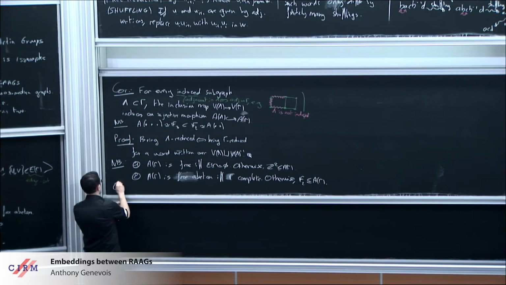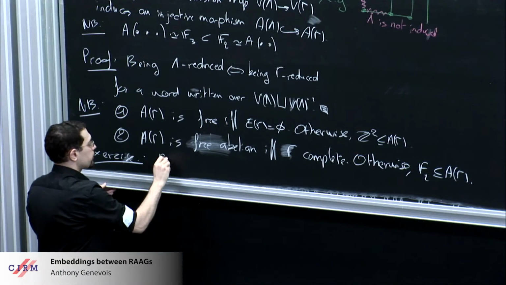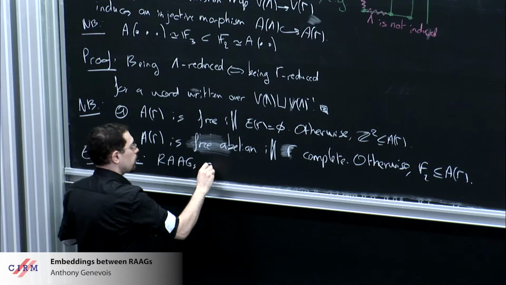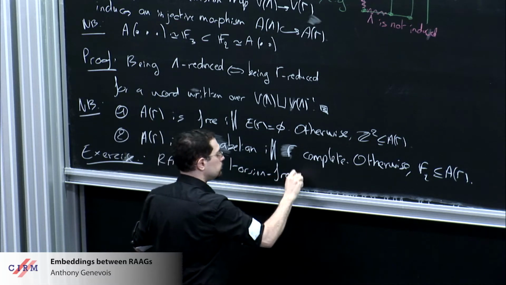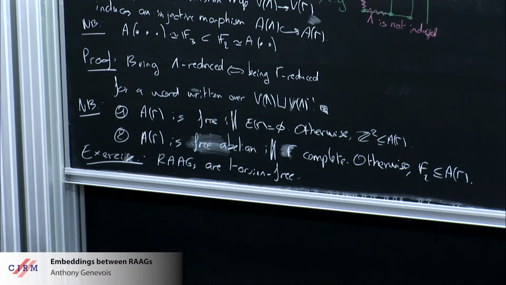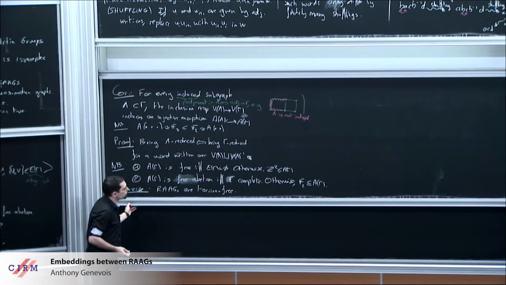Okay, maybe an exercise. Deduce that RAAGs are torsion-free. It's also possible to deduce this consequence from the proposition, but you need maybe a few lines to justify.